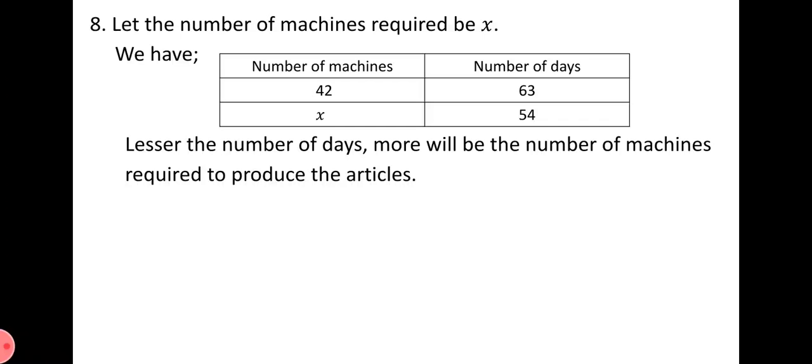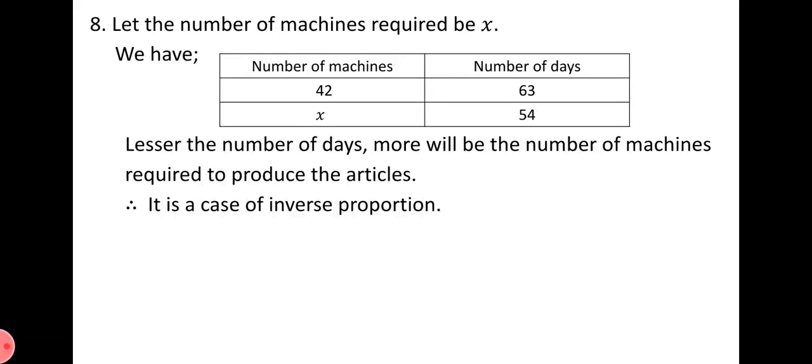Lesser the number of days, more will be the number of machines required to produce the articles. That is, if the number of days is decreasing, then we will need more machines to do the work to complete the production of the given articles. Therefore it is a case of inverse proportion.